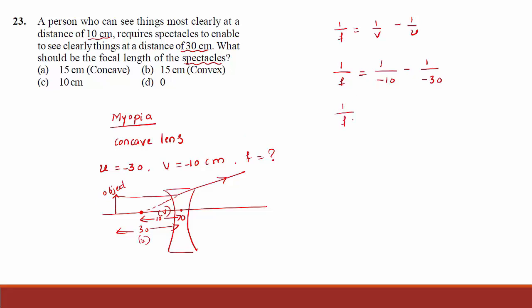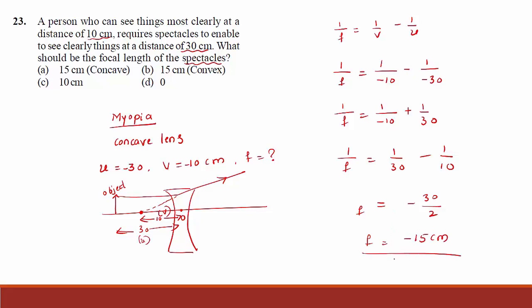So 1 by F equal to, we can write 1 by minus 10 plus 1 by 30. Or 1 by F equal to 1 by 30 minus 1 divided by 10. So we will get 1 by F equal to minus 2 divided by 30. Or F equal to, this is the value of F. So F equal to, we will get minus 15 centimeter. This is the focal length of the spectacles which are made of concave lens. So minus 15 centimeter for concave lens means option A is correct.